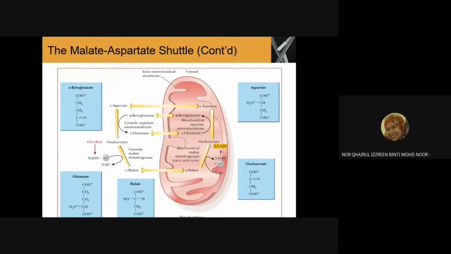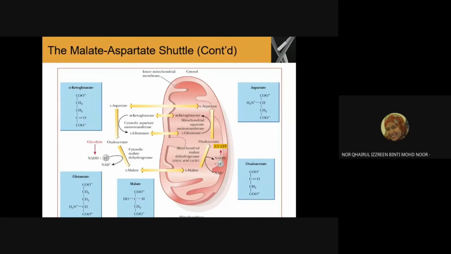So here, the electron from malate in the pink mitochondria, when it is converted to oxaloacetate, is picked up by NAD+, producing NADH plus H+. So this NADH will go to complex number one of the ETC. What happens if it goes to complex number one?